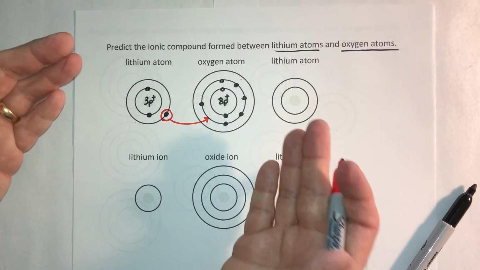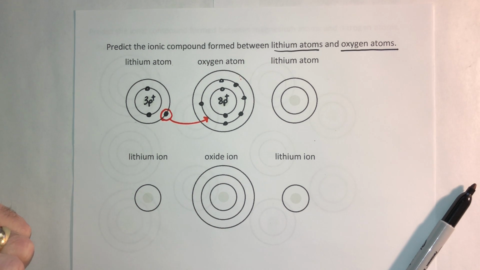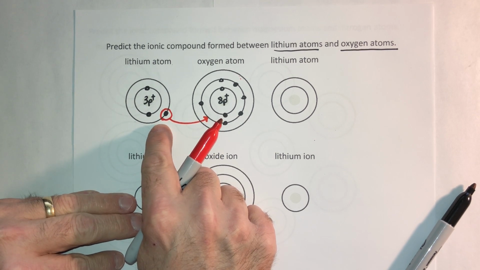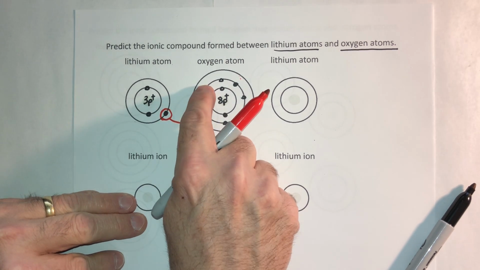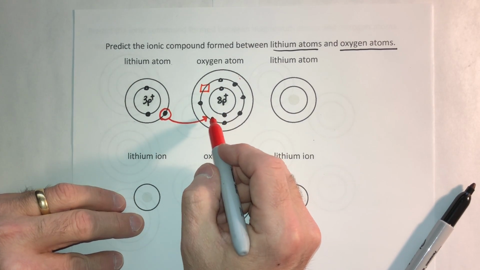Oxygen's like, hey, I had 6. If you give me 1 more, I'll have 7. I'm closer to having 8, but it's not a perfect match, right? Lithium gives away 1. Oxygen gains 1, but oxygen still needs another one, right? In order to have 8, this oxygen needs to pick up 2.